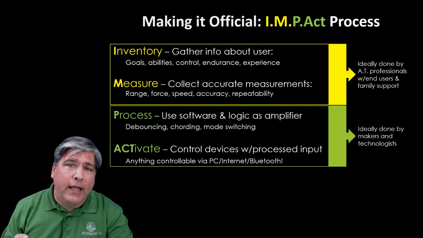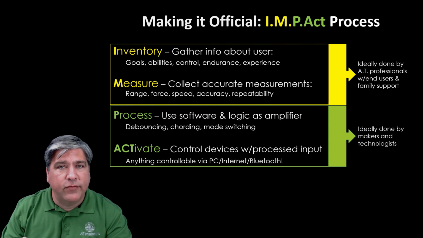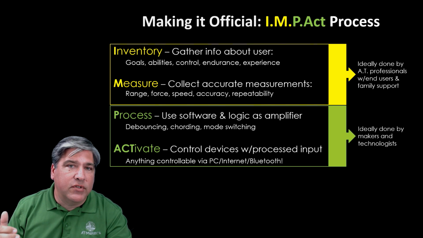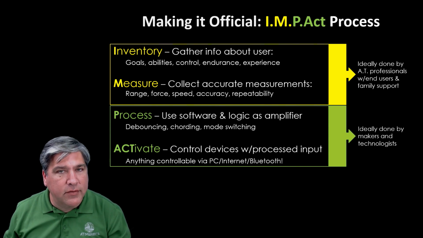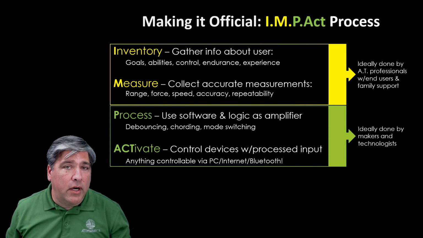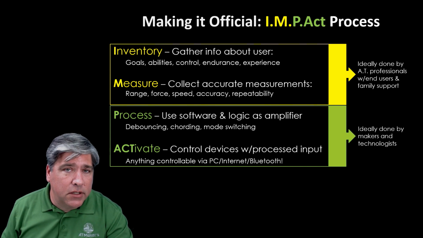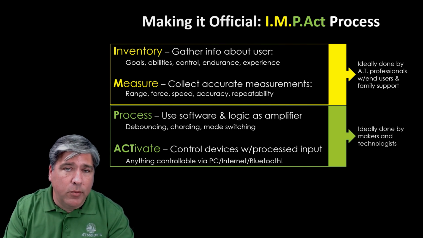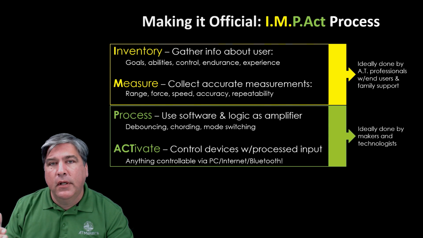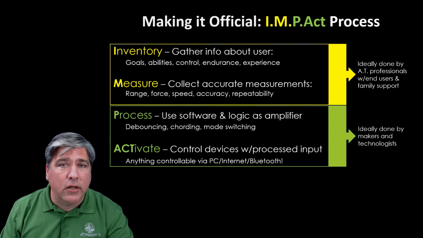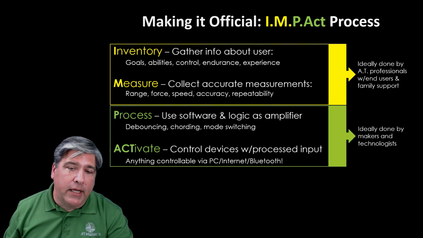So process that. Amplify the signal you're getting out of the person so that instead of having two switches, you have 5 directions. Instead of having 3 switches, you have 6 inputs, right? All of those are things that you can do in processing if you have a little bit of software knowledge. And finally, activate the thing you're trying to control. This is not an AT thing at all. If you're trying to turn on a light switch, right, it's just a smart switch. It's a Wemo plug that you plug into the wall, and now you can do it. Hooking up that processed input to the activation code is a simple thing for makers and a difficult thing for ATPs. So ideally, that would be done by makers and technologists.